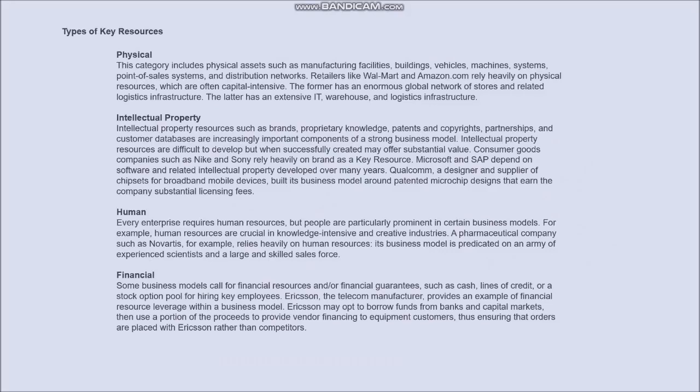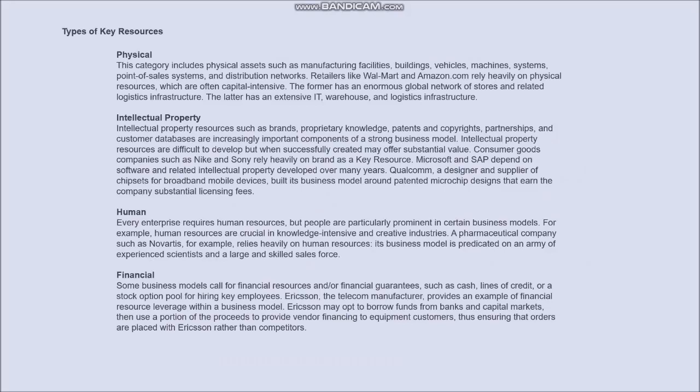The first type is the physical key resources. This category includes physical assets such as manufacturing facilities, buildings, vehicles, machines and systems, point-of-sale systems, and distribution networks. Retailers like Walmart and Amazon.com rely heavily on physical resources, which are often capital intensive. The former has an enormous global network of stores and related logistic infrastructure. The latter has an extensive IT, warehouse, and logistic infrastructure.